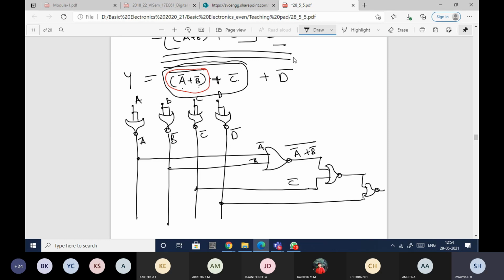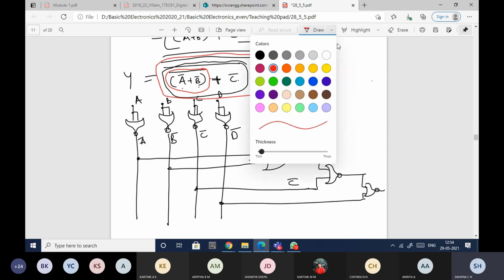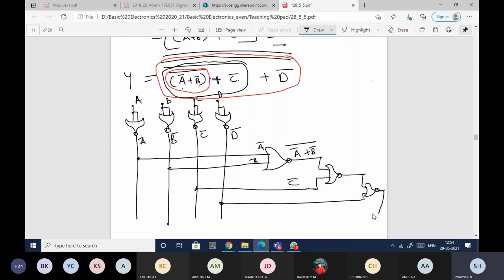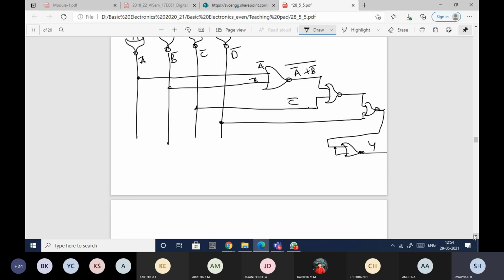So I'll get this much. I need to get one more complement now. So one more complement, I have to give it to the NOT gate. NOT gate is nothing but giving both the inputs of the NOR gate the same, so that my output will be equal to Y. Hope this diagram is clear to all of you.